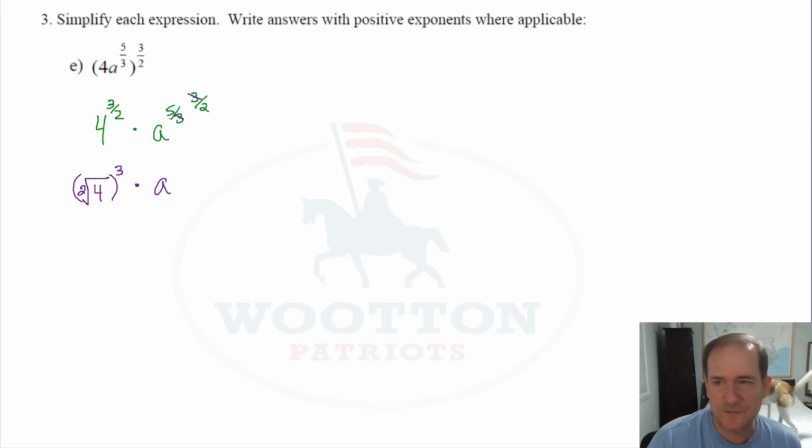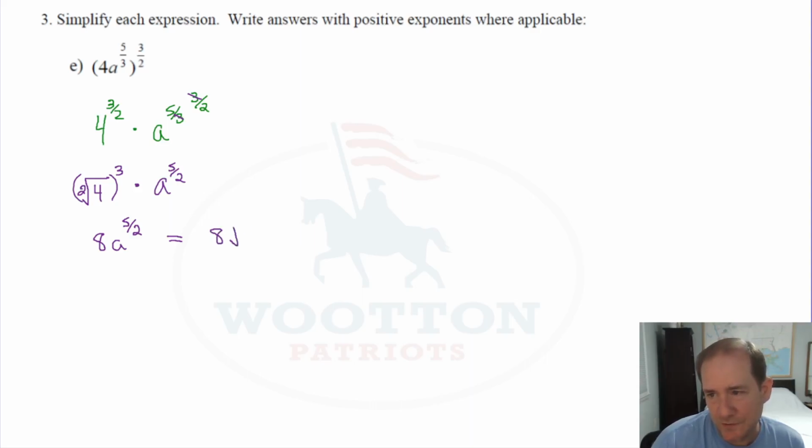15 over 6, which is going to reduce down to 5 over 2. Okay, so what's this? Square root of 4 is 2, 2 cubed is 8. So you're getting 8 as a coefficient on a to the 5 halves. Or, if you really wanted to give it in radical form, that would be 8 times the square root of a to the 5th.